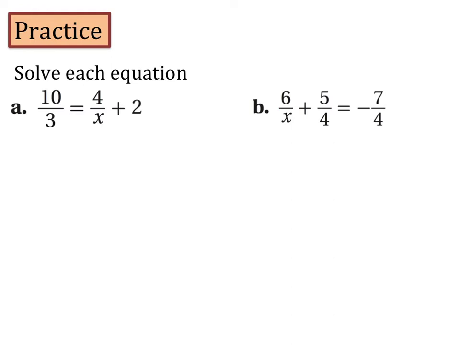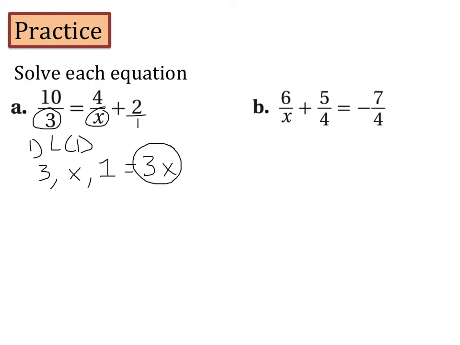Let's try some practice problems. So, in example A, I look at my three denominators. First step is to find the lowest common denominator. My denominators are 3, x, and the number 1. So my lowest common denominator is going to be 3x. Okay, next step, multiply.